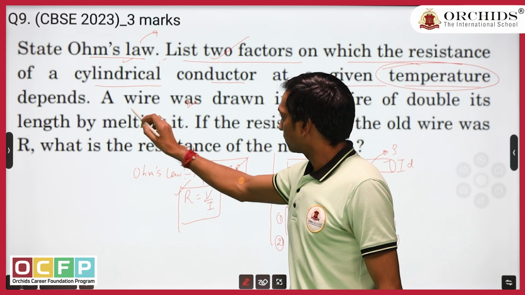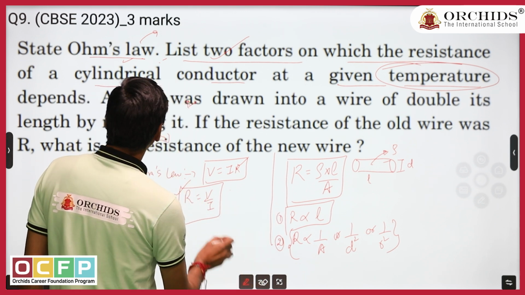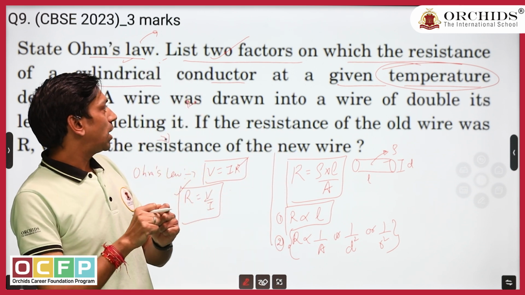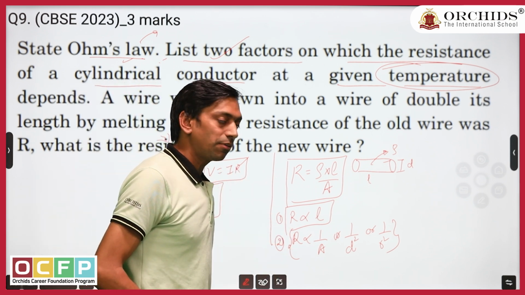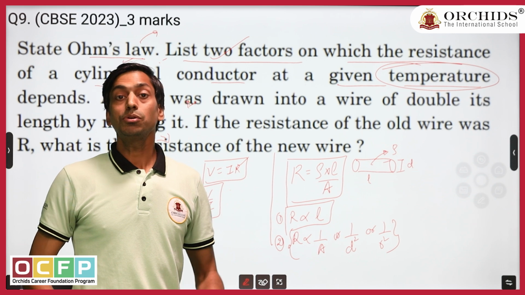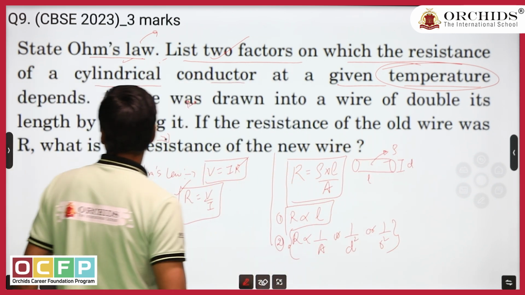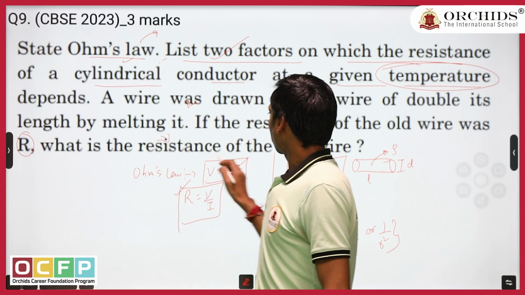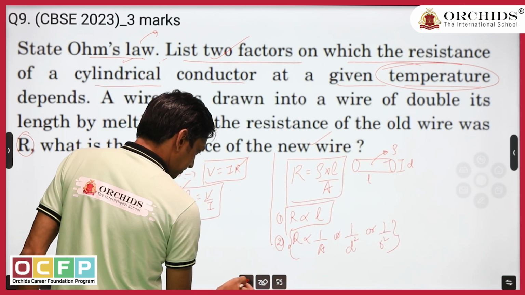Next part of the question. Now, the next part of the question is: a wire is drawn into a wire of double its length by melting. So what we did, original wire having length L, now we melt this wire and we increase its length to 2L by melting. If the resistance of the old wire is R, then what is the resistance of the new wire? So now how to tackle this second part of the question?